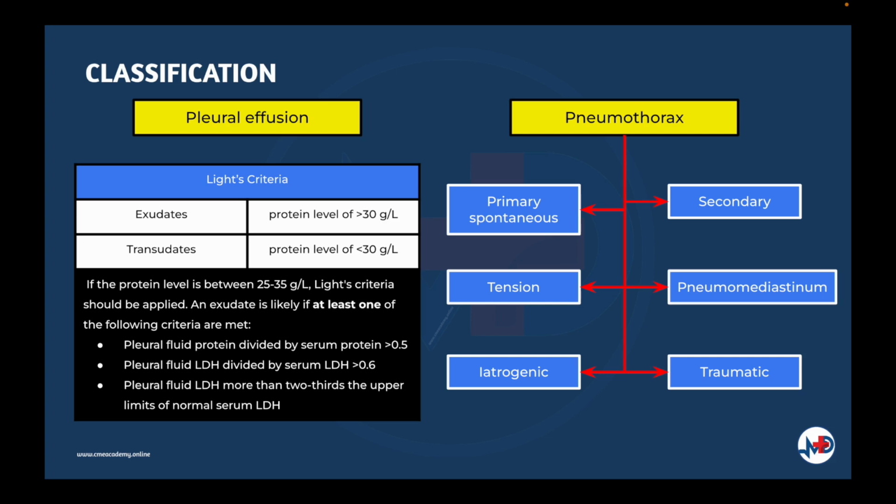An exudate is likely if at least one of the following criteria are met, which are pleural fluid proteins divided by serum protein more than 0.5, pleural fluid LDH divided by serum LDH more than 0.6, or pleural fluid LDH more than 2/3 the upper limit of normal serum LDH. While for pneumothorax, it can be classified into primary, secondary, tension, iatrogenic, and traumatic pneumothorax.